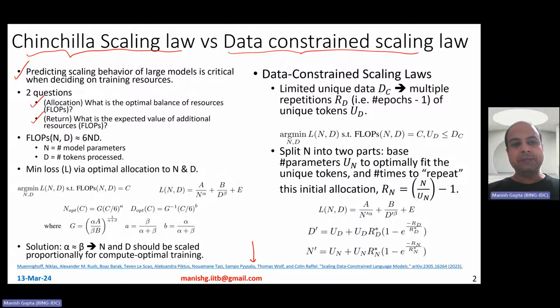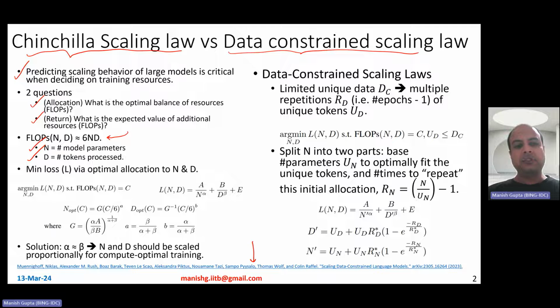So broadly, resources can be considered as compute. I'm using the words compute and resources interchangeably. You could express it in terms of floating point operations per second, also called FLOPs popularly. Traditionally, FLOPs has been estimated using this simple formula for large language models, 6ND, where N is the number of model parameters in the large language model and D is the tokens processed.